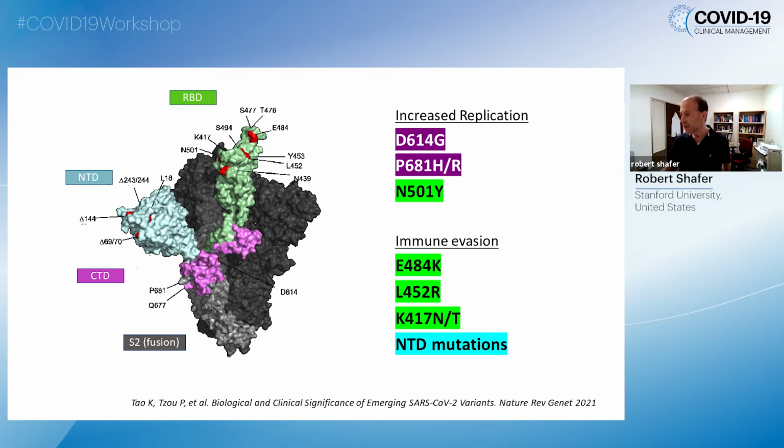In the next three slides, I will summarize the mutations and characteristics of each of the four variants of concern: Alpha, Beta, Gamma, and Delta.